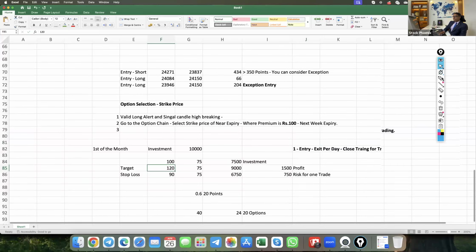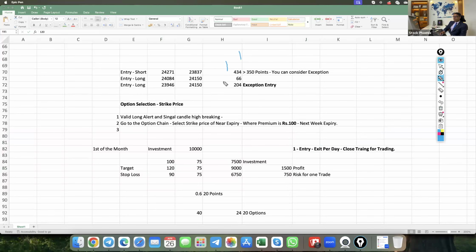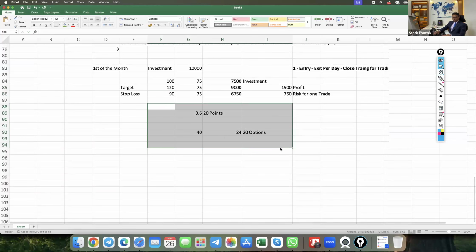You need not worry about capturing 100, 200, 300 points. Here, my target is met. So once you book profits out of this, exit the trading for the day.